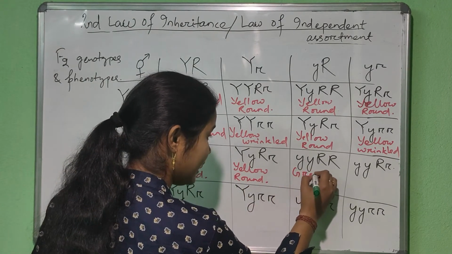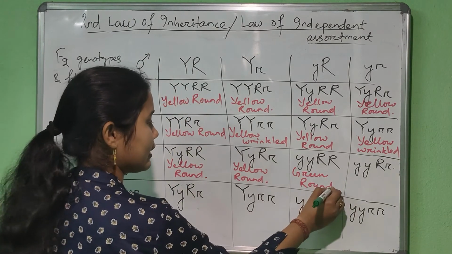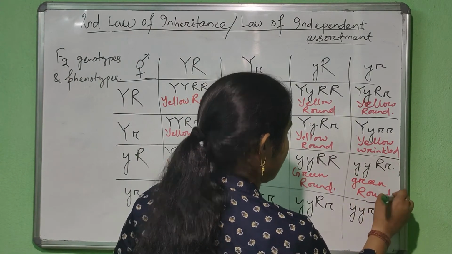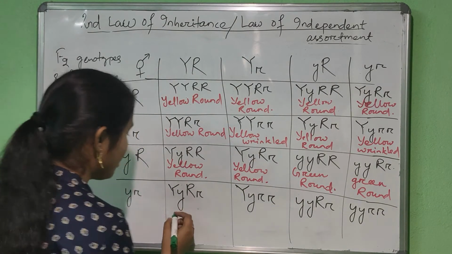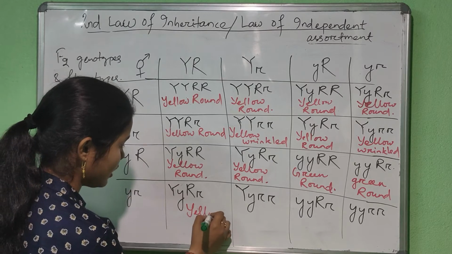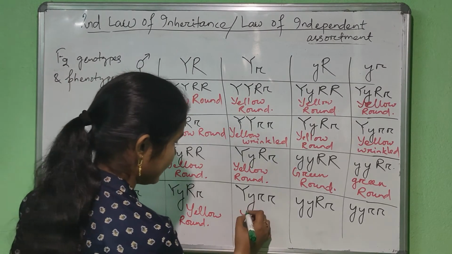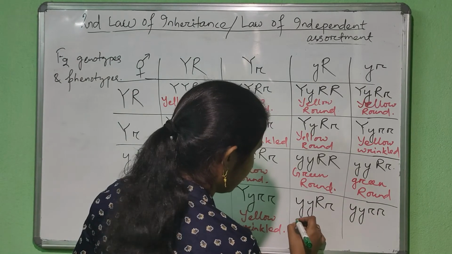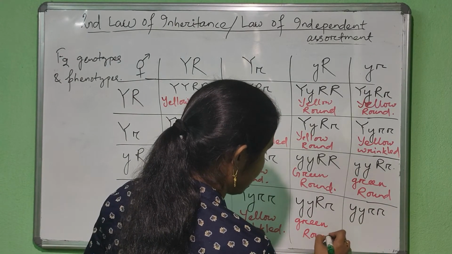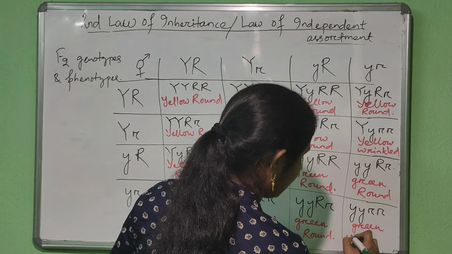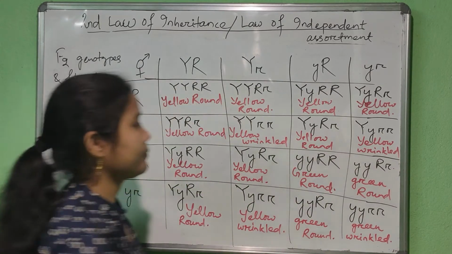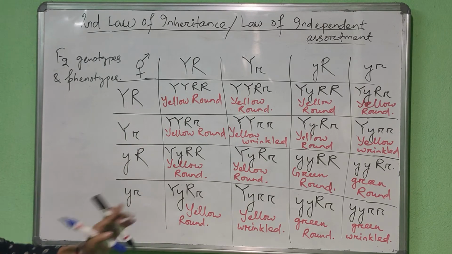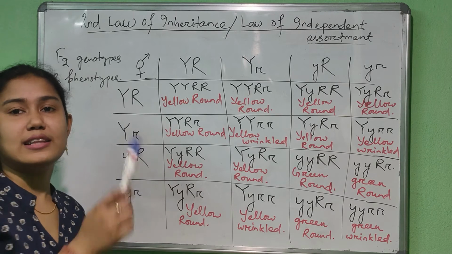This will be your green round. Okay, and this will be your green and round again. Okay, now in the last row we are getting your one yellow round, then yellow wrinkled, then your green round and green wrinkled. Okay, clear? So these are the F2 genotypes and your F2 phenotypes. Okay, so let's analyze the result.